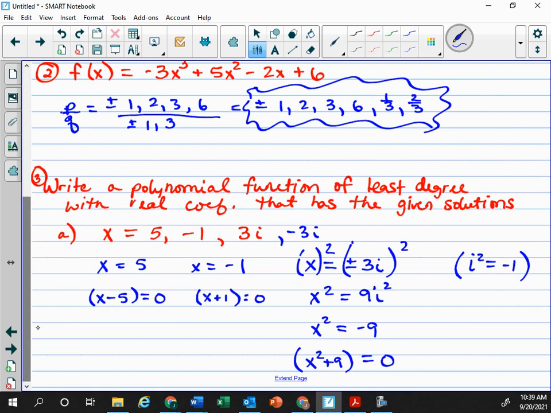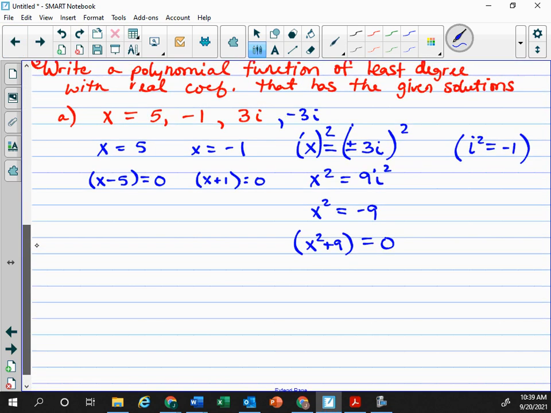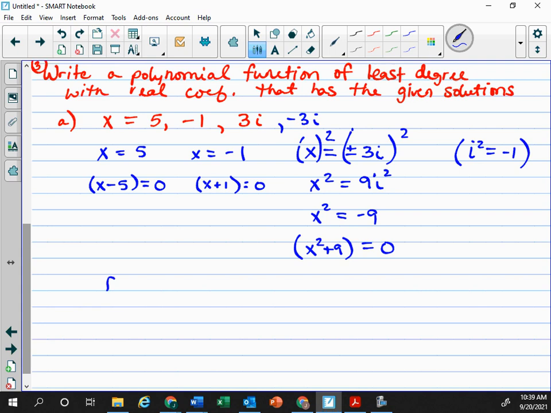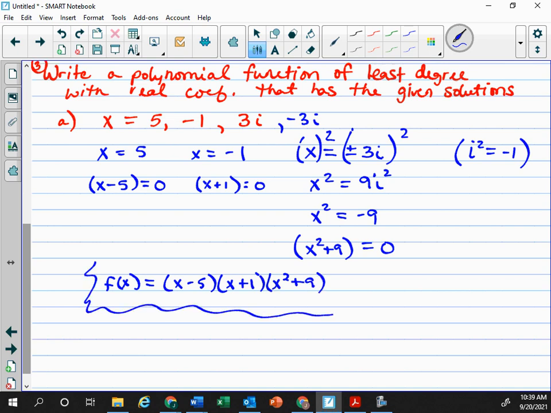So my actual answer here, my polynomial with real coefficients, would be f of x equals my factors of x minus 5, x plus 1, and x squared plus 9. Okay? On the free response part of your test, that's as far as I would ask you to multiply it out. You certainly could multiply it all the way to x to the 4th and all of those. But I just want you to not have imaginary numbers in your answer. Okay? So let's try another one.